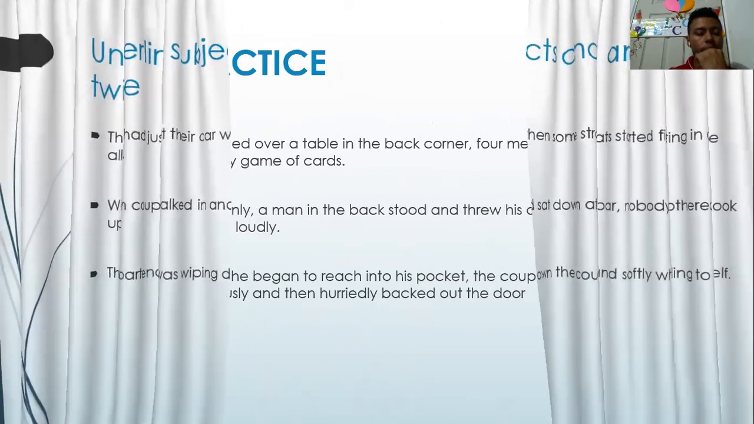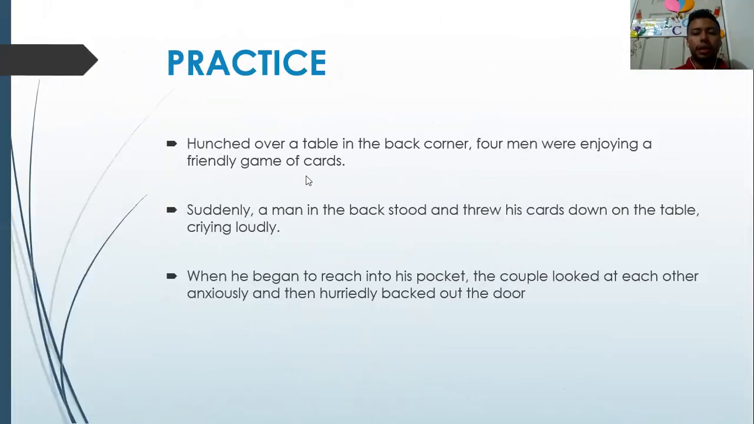Next one. We have more. Let's see. Who can help me to identify these subjects? Let's see. Diego Avila, go ahead. Thank you. Read, please, the number one. Hunched over a table in the back corner. Four men were enjoying a friendly game of cards. All right. I know this is kind of tricky. It's kind of difficult, but you can. Who is the subject, Diego?